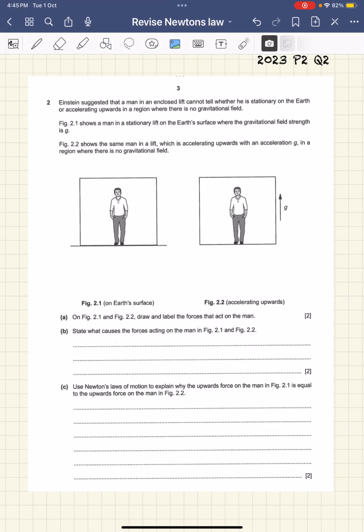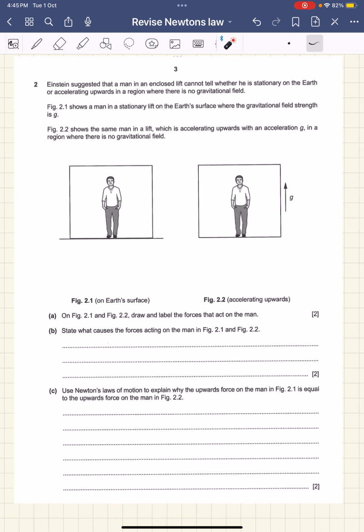In this video we will go through 2023 paper 2 question 2. This is a question on Newton's laws of motion. It is an interesting one and it might look a bit strange in the beginning, but I hope that after this video you can see that you just follow through with your normal concepts, and you should be able to do okay.